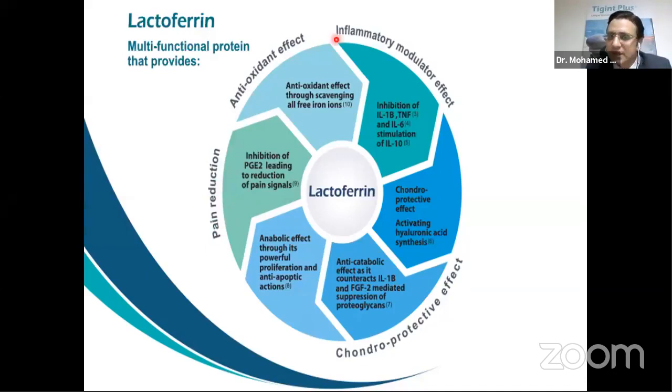اخر حاجه ودي مميزه جدا في اللاكتوفيرين ان هو ليه انتي اوكسيدانت افكت. الانتي اوكسيدانت افكت اللي بيقدمه هو عن طريق بيعمل تو ميكانيزمز اوف اكشن. اول حاجه ان هو بيمنع البرودكشن بتاع الهيدروكسيل راديكالز عن طريق ان هو بيعمل سكافنجنج للفري ايرن لان هو ليه باور عاليه جدا عشان يسكافنج الايرن، وبالتالي بيمنع الاكسيداتيف دامج اللي بيحصل من الهيدروكسيل راديكالز.